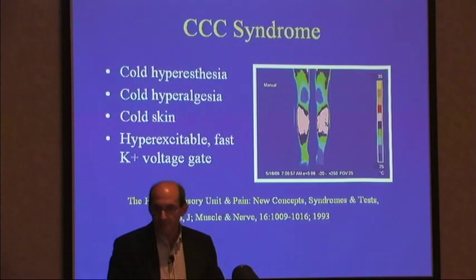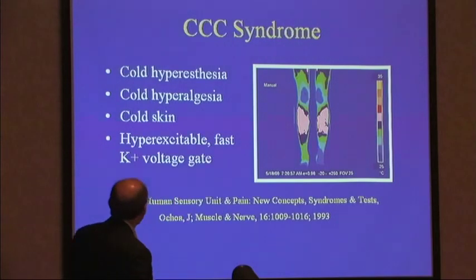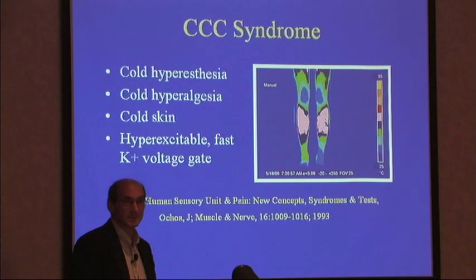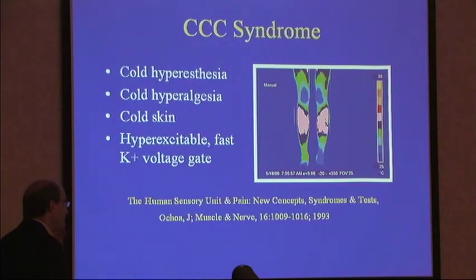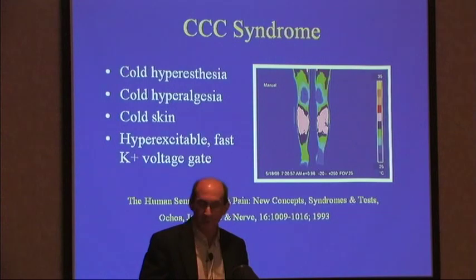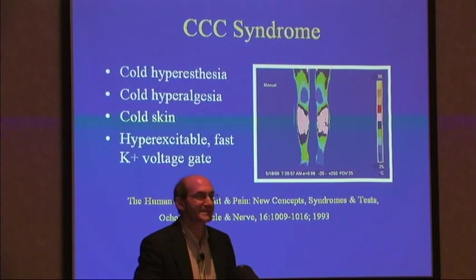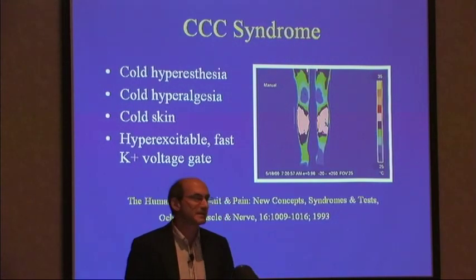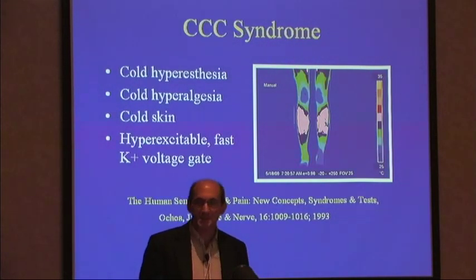There's also something called the triple C syndrome, where you get cold hyperesthesia. Cold is excessively painful. It's always localized, triple C is always localized and distal in a region in particular. It can be in the face, but it will always be in the hand or an elbow or in the foot. You have cold skin, and cold hurts. So when you put cold on them, they don't say that's cold, they say that's pain. That makes it the triple C syndrome. It's due to a different physiologic mechanism. It's due to a hyperexcitable, fast potassium voltage gate.